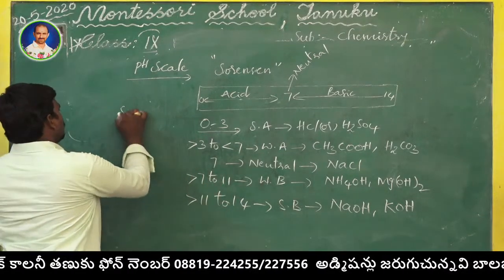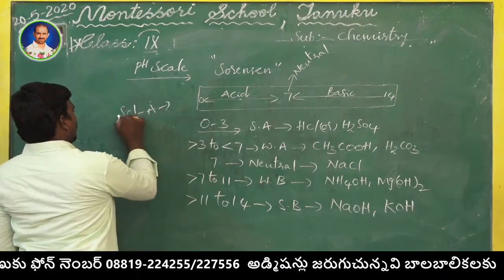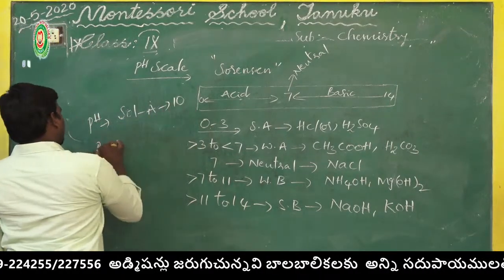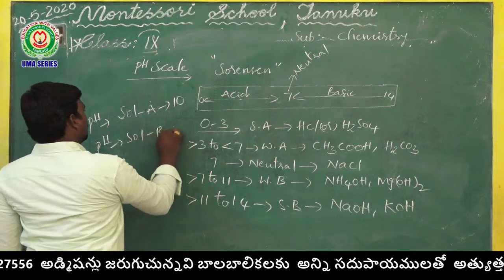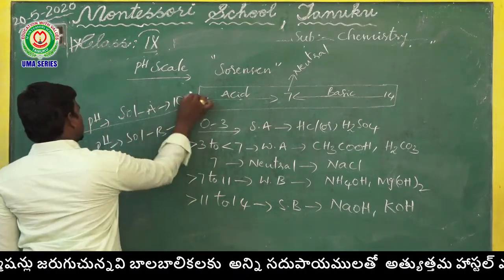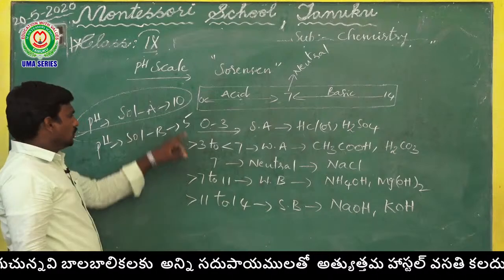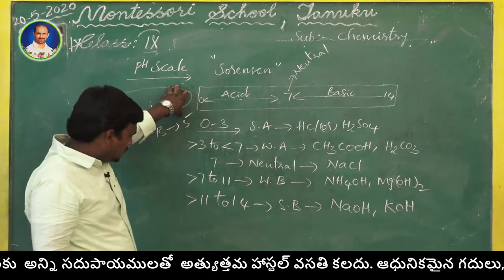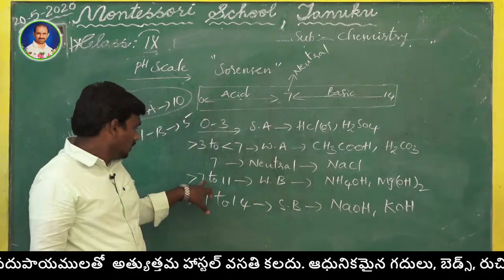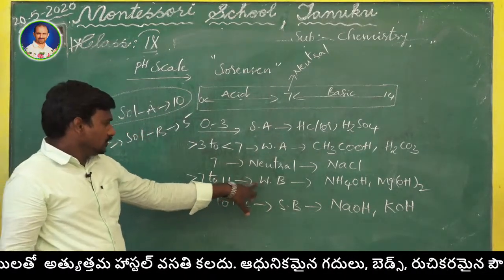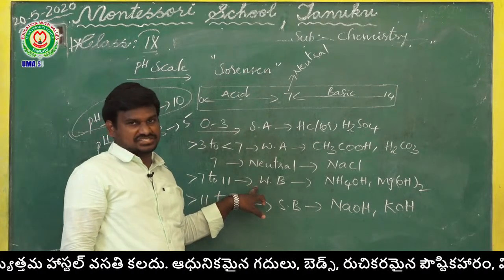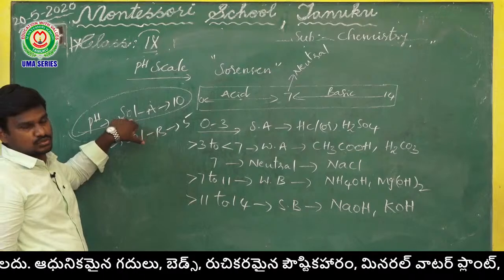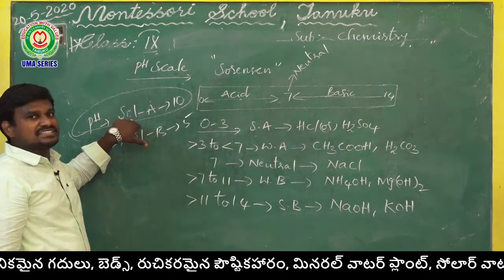For example, the pH of solution A is 10. The pH of solution B is 5. Then what is the nature of solution A? The pH of solution A is 10, which is in the range greater than 7 to 11, so it is in the range of weak base. So the nature of solution A is basic nature.